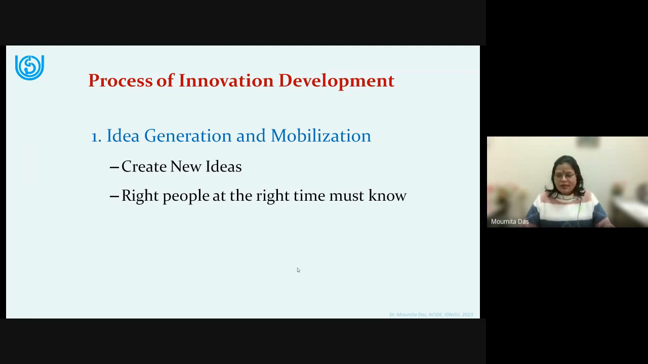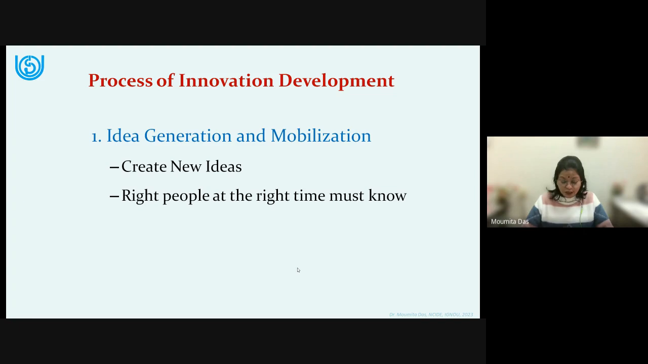And the second step is known as mobilization. What does mobilization mean and why is mobilization important? You might have a very good idea, but you should have the right people appreciate it and use it or take it up, and you should be at the right time. So the right people at the right time must know about your idea.